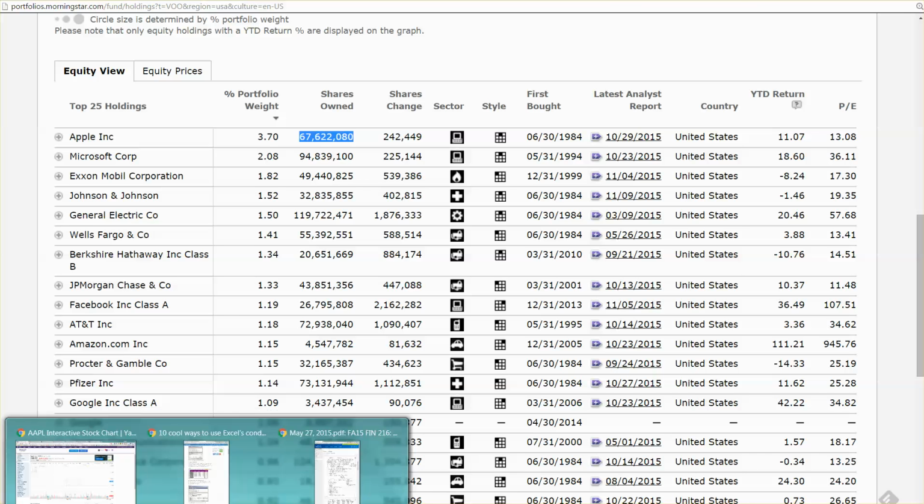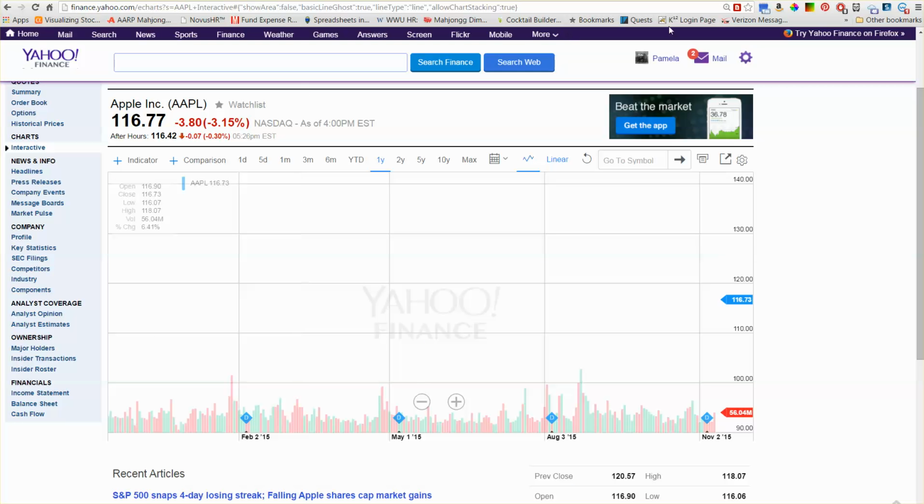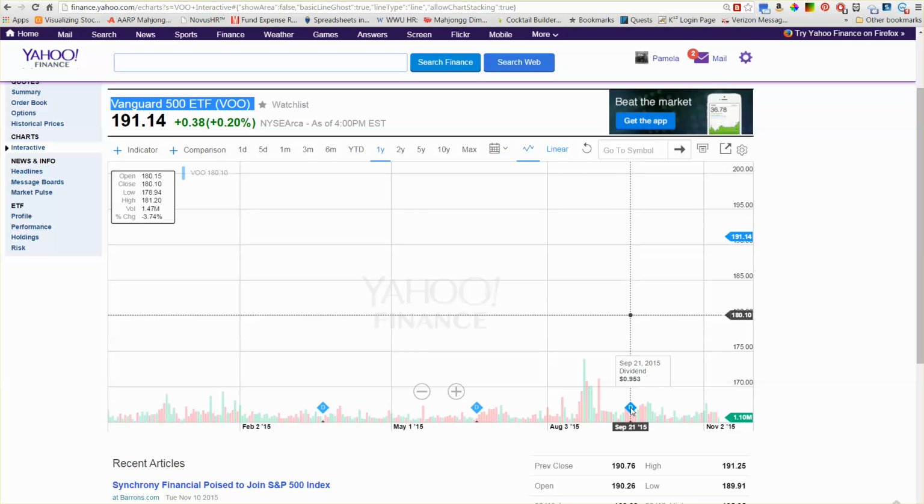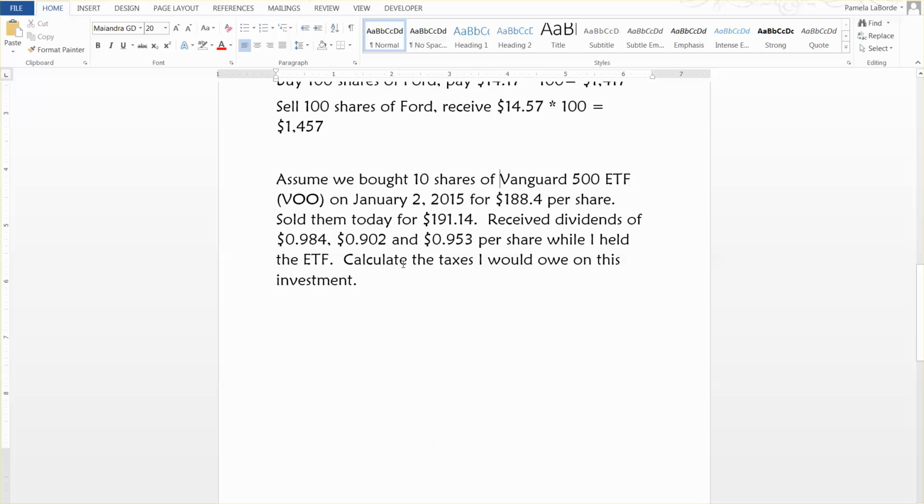And I can see that information on Yahoo. Again, this is now the VU ETF, and I can see they paid a dividend per share of 95 cents to all their stockholders. And that was just them paying out all the dividends that they collected on all the companies that they owned for the third quarter of 2015. So that's kind of a side note. Now I want to actually work this problem.